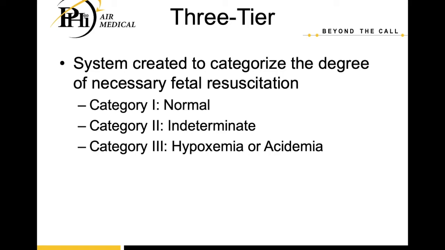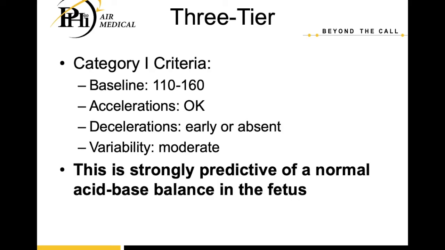In order to determine the degree of need for resuscitation in the baby, we have this 3-tiered system that categorizes these strips. We have a category 1, a category 2, and a category 3 fetal monitoring strip. Category 1 is pretty easy. It's essentially a normal good strip. So baseline has to be normal. Accelerations can be present, so they're okay to see. You don't have to have them.